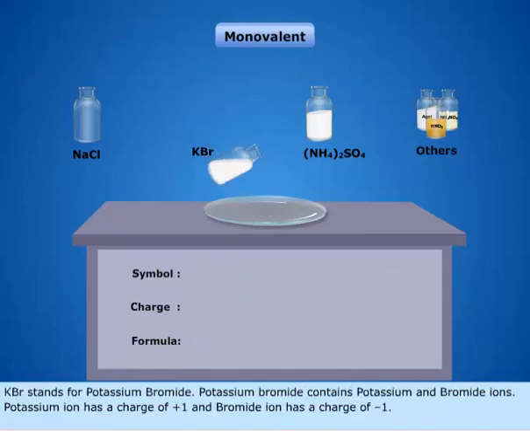KBr stands for potassium bromide. Potassium bromide contains potassium and bromide ions. Potassium ion has a charge of +1, and bromide ion has a charge of -1.